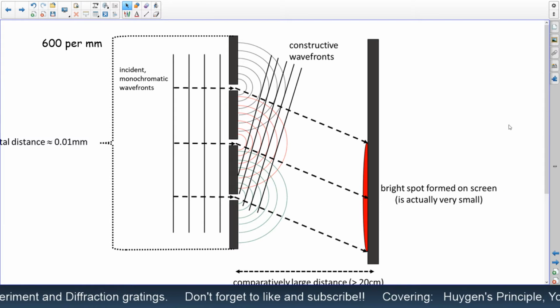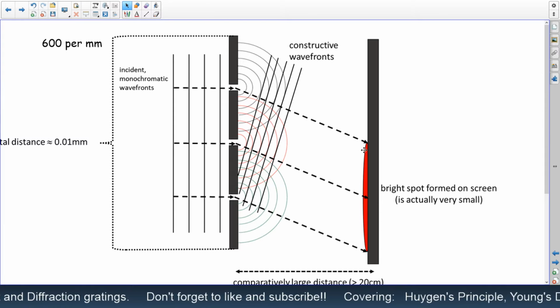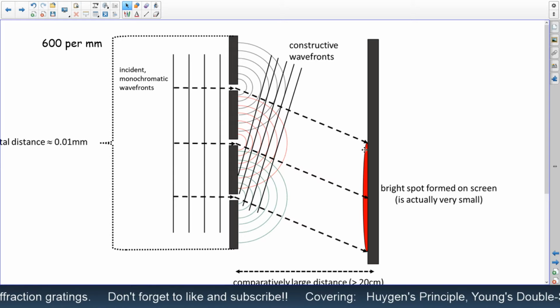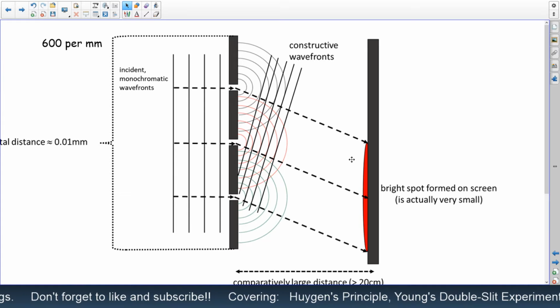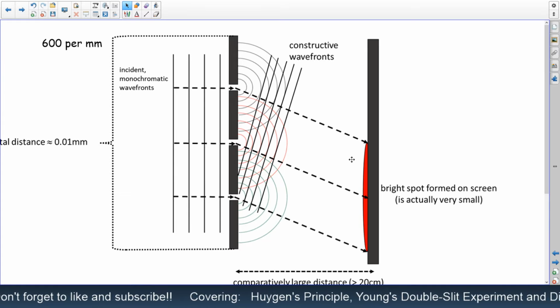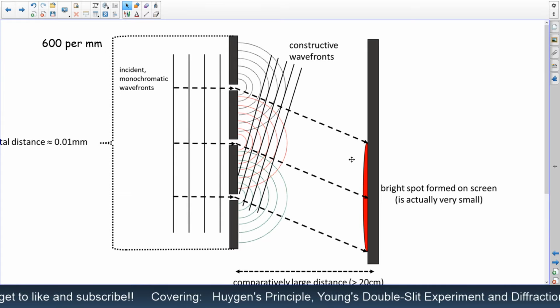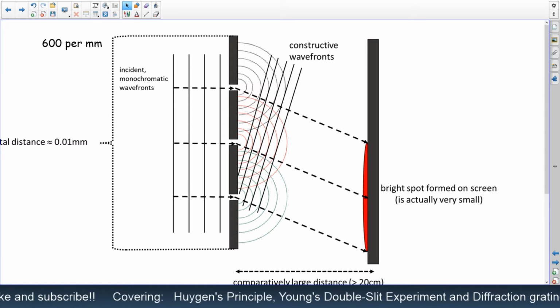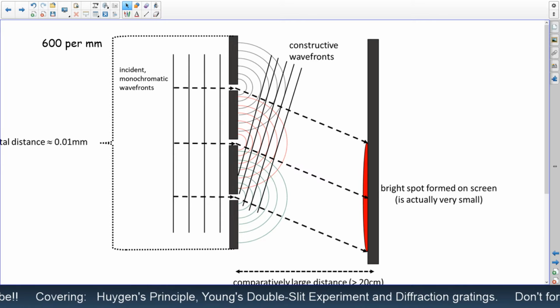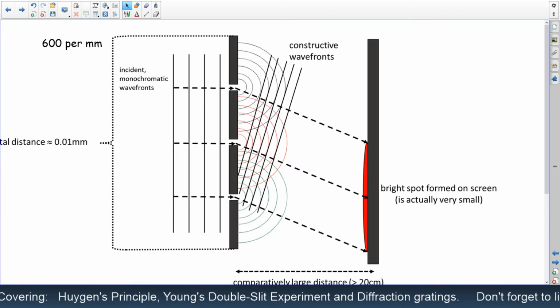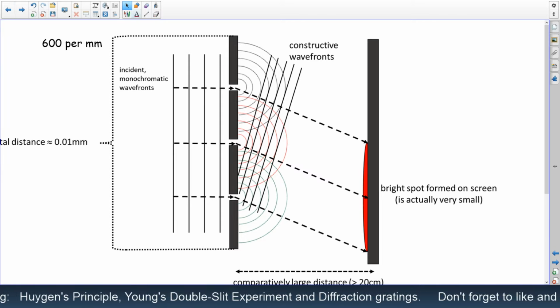Now this bright spot is in a very small place. It's a very, very defined spot on the screen. Okay, but it's there, and it's useful because everywhere else is darkness. And we can use a little bit of trigonometry, and we can work out exactly what the wavelength of these things has to be from measuring some distances. Okay, so let's zoom in a bit.